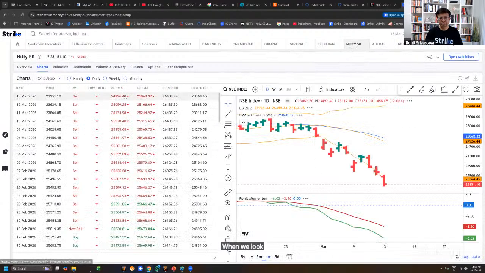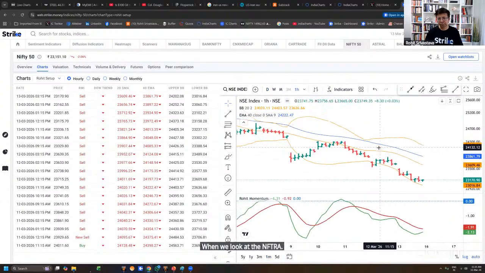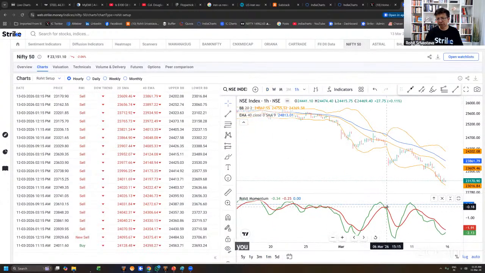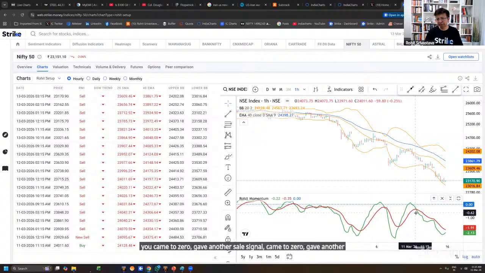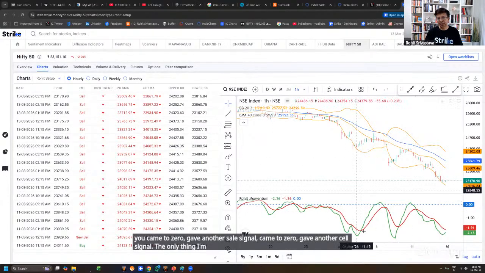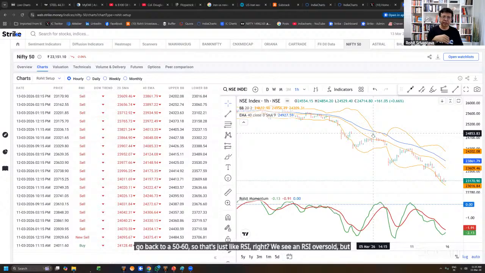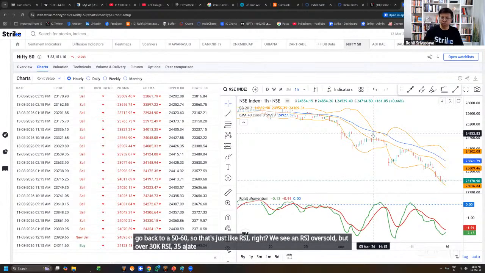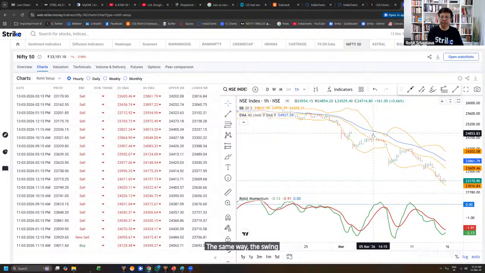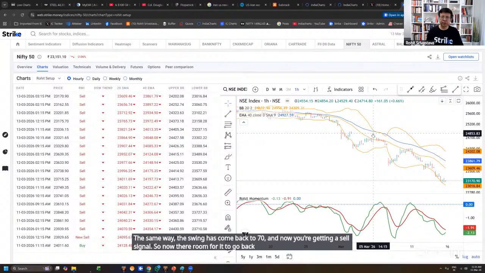When we look at the Nifty hourly here, it came to zero, gave another sell signal. Came to zero, gave another sell signal. The only thing I'm watching there is that when it came to zero, did the swing go back to 50, 60? That's just like RSI. We say RSI was oversold, but over 30 RSI, when it becomes 35, we say there's a lot of room for it to go down again. The same way, the swing has come back to 70 and now you're getting a sell signal. So now there's a lot of room for it to go back from 70 to 10.